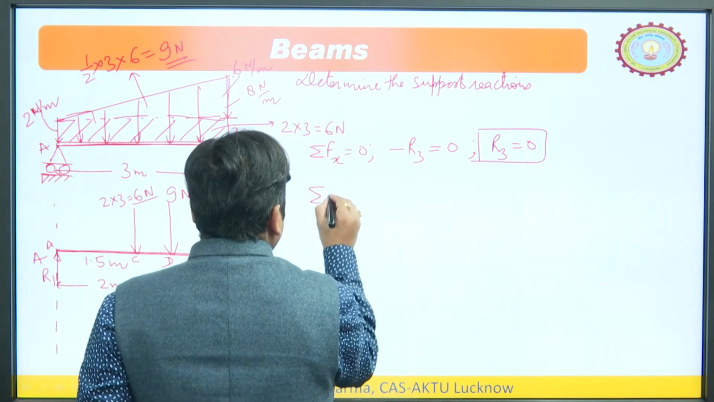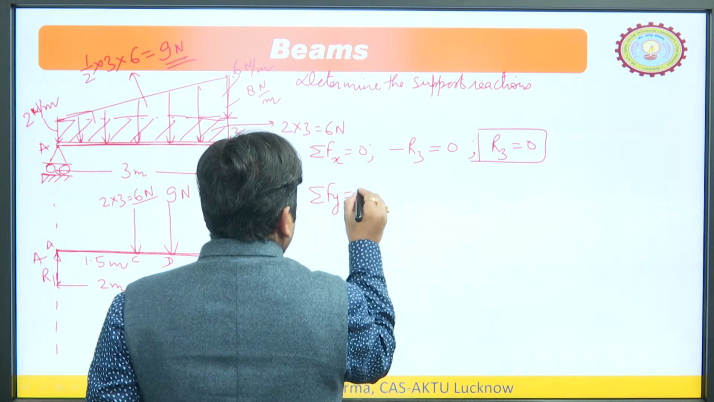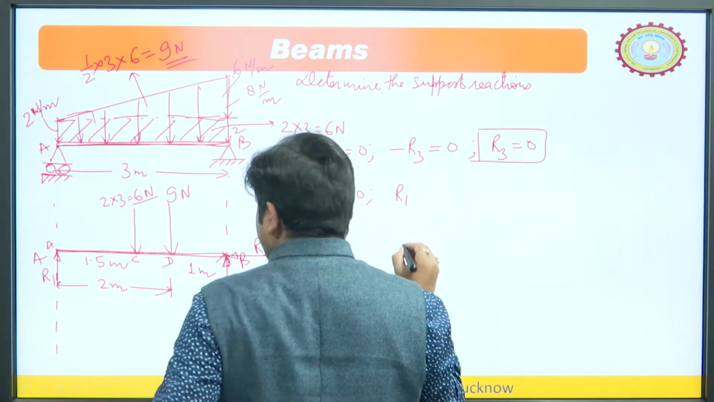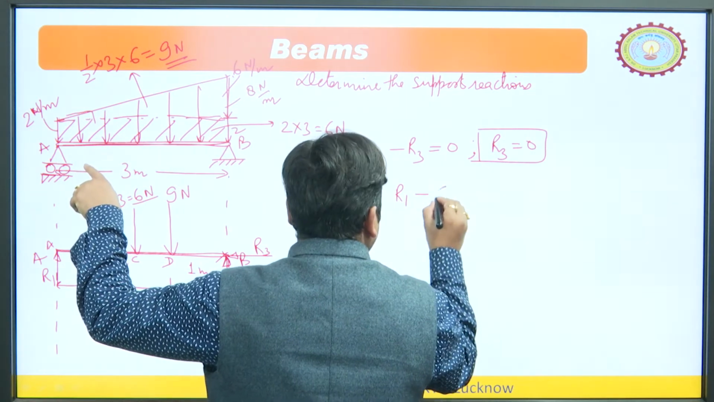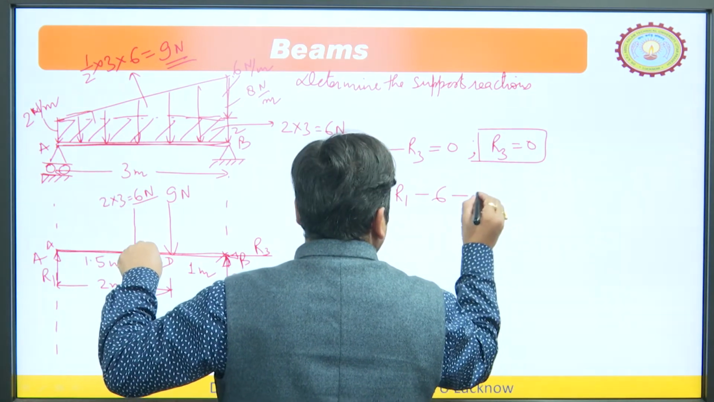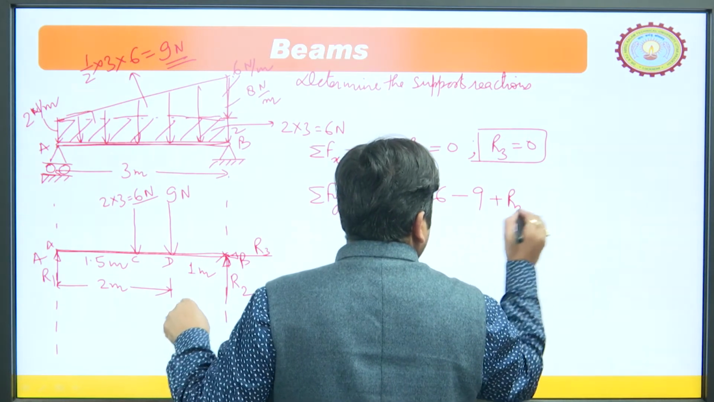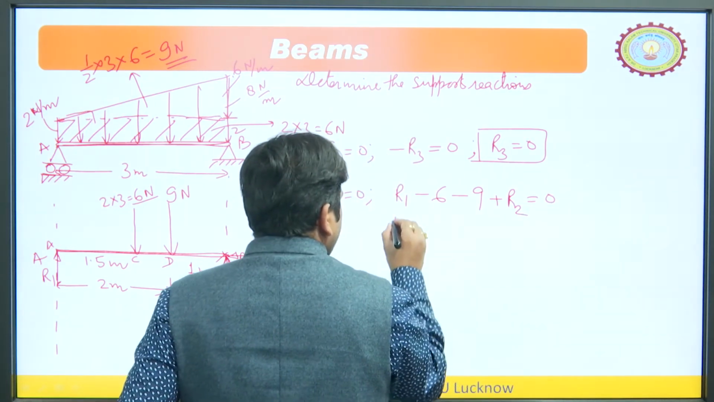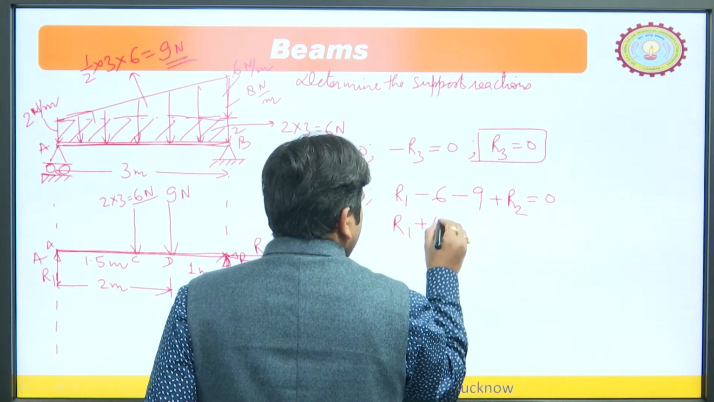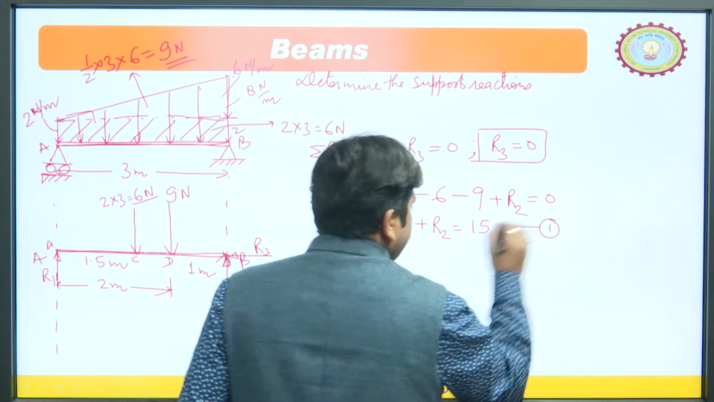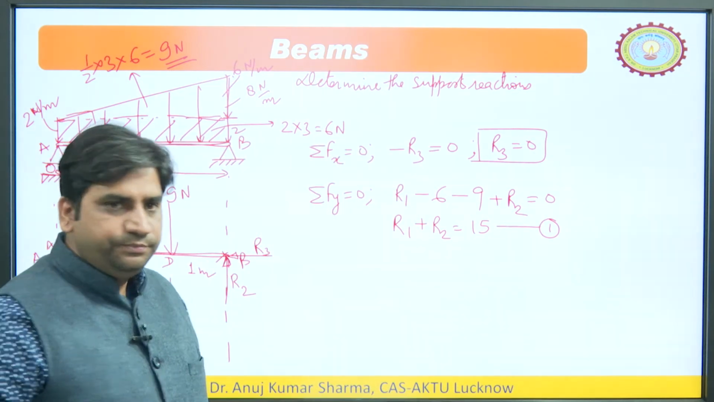Now, sigma Fy equals to 0. So, sigma Fy means R1 upward minus 6 downward minus 9 downward plus R2 upward equals to 0. So, what is the equation? R1 plus R2 is equal to 15. Let us say this equation is 1. Okay.